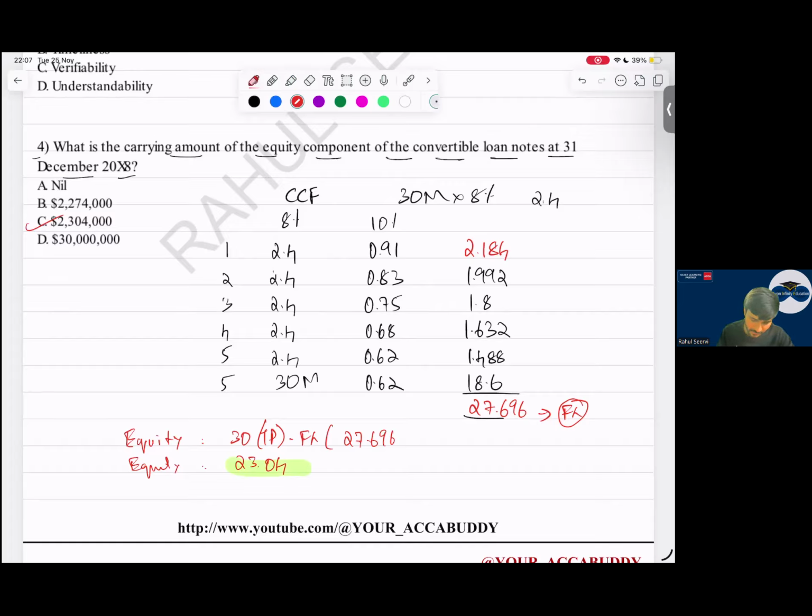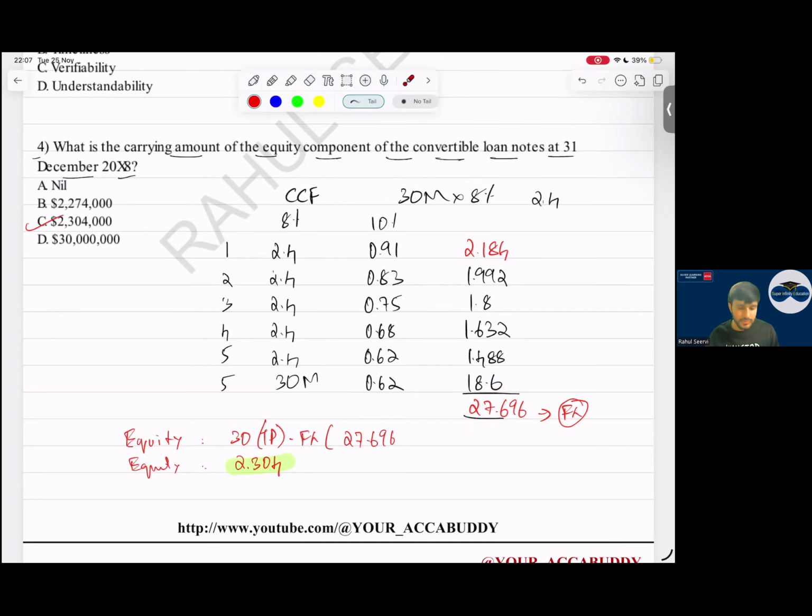2.30, sorry, not 23, it's 2.304 million dollars. A very easy and simple question. Many students will think, okay sir, the option is not there, they're asking equity. No, equity is total minus the financial liability. So this is also done, a very easy and simple question.